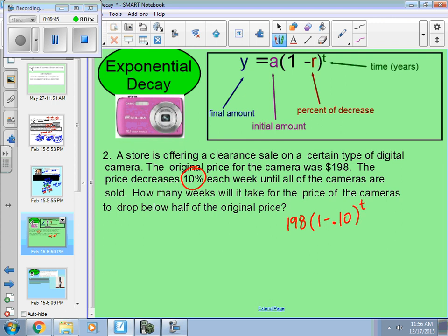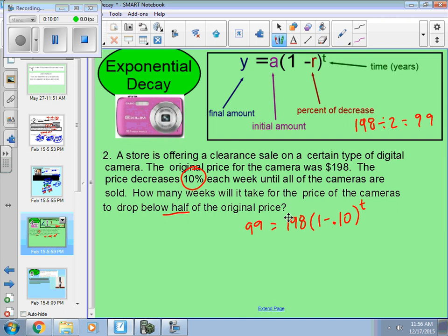We don't know the time. We do know the ending amount though, or we can solve for it. They want to know when it drops below half. Half of 198, or 198 divided by 2, is going to be $99. So we want to figure out when it gets to $99.